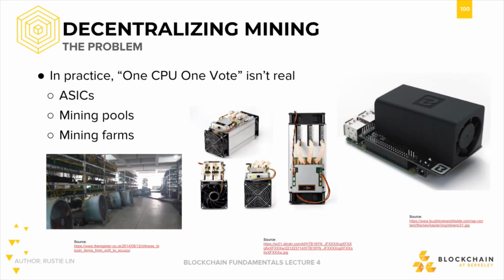So we're talking about decentralizing mining. Remember, Satoshi's original dream was to have one CPU, one vote. That's the whole point of having this proof of work, where we tie computational power. Because one CPU, one vote isn't real in the real world, unfortunately, because of ASICs and mining pools and mining farms, we'd like to find a way to decentralize mining. Everybody understand the problem statement? Okay.